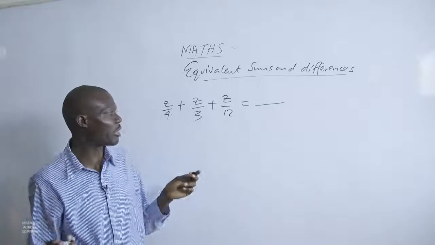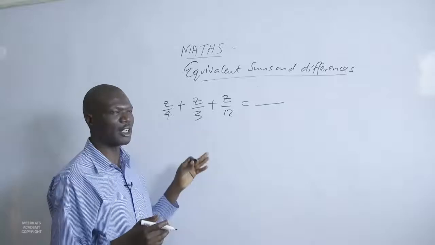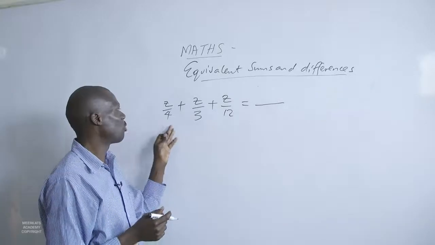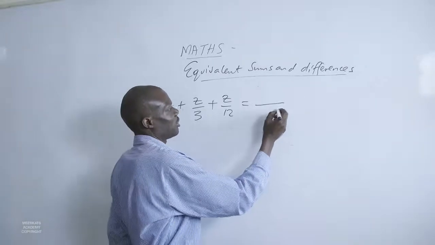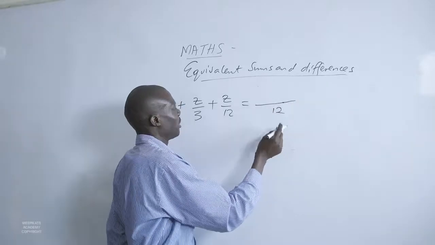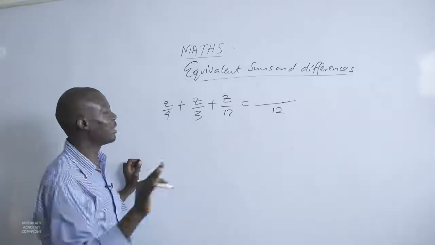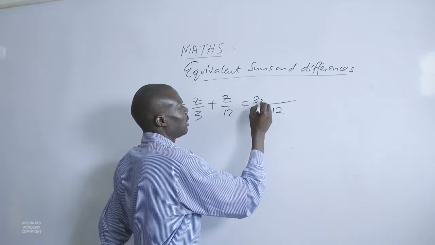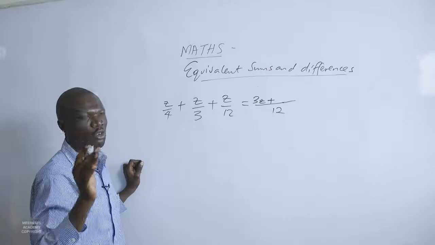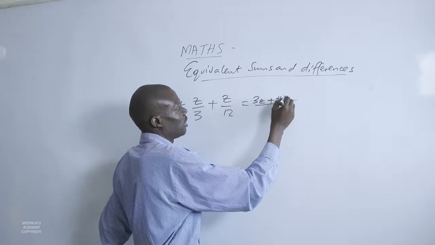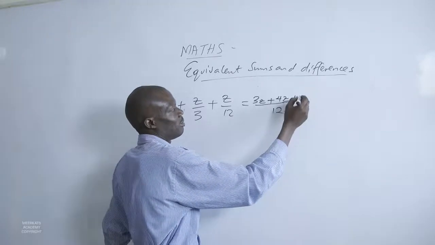Mentally, we can work out and find that one of the denominators is simply a multiple of the others. That is, 12 is a multiple of 4 and 3. Therefore, 12 forms the lowest common denominator. So we shall have 12 coming here. 12 divided by 4 is 3. 3 times z gives us 3z plus 12 divided by 3 is 4. 4 times z gives us 4z. And 12 divided by 12 is 1. 1 times z is simply z.